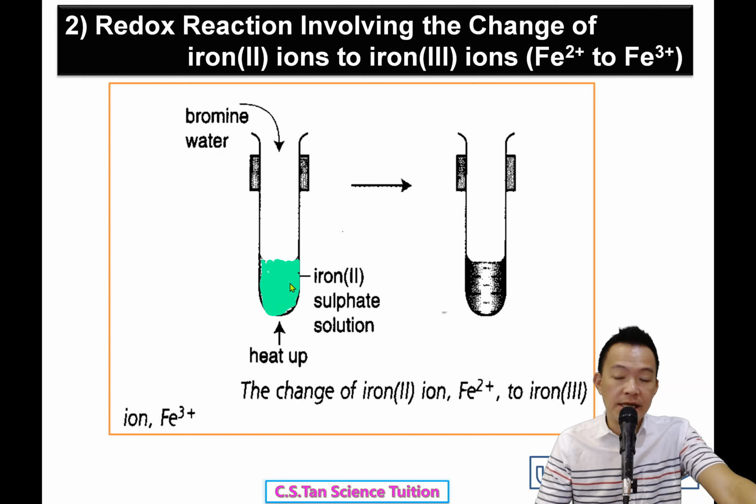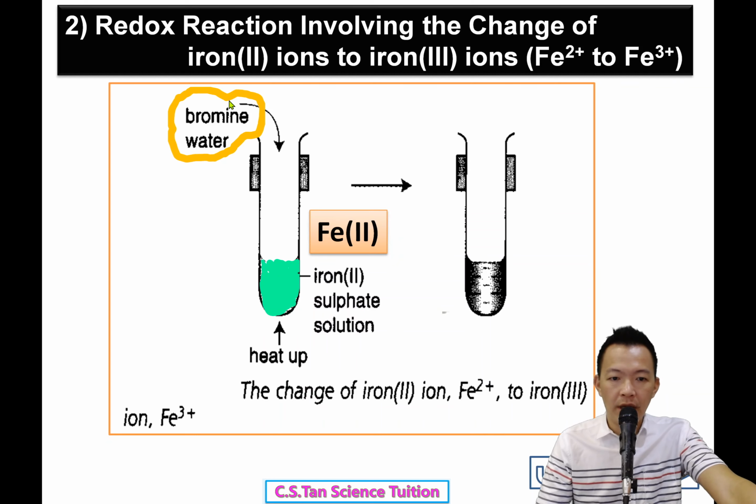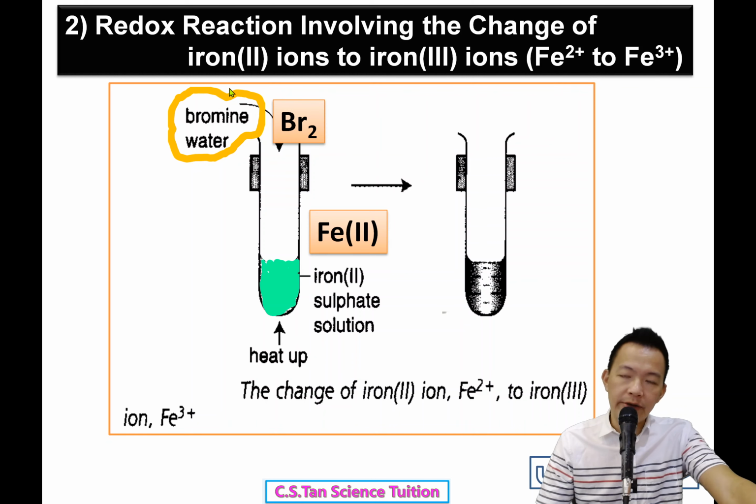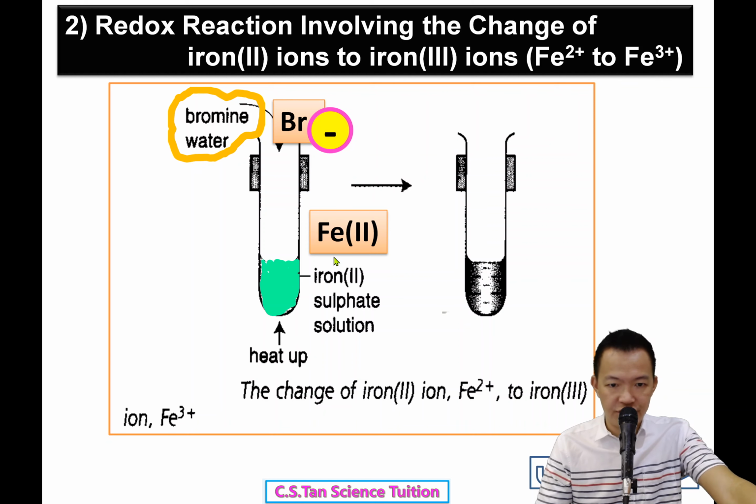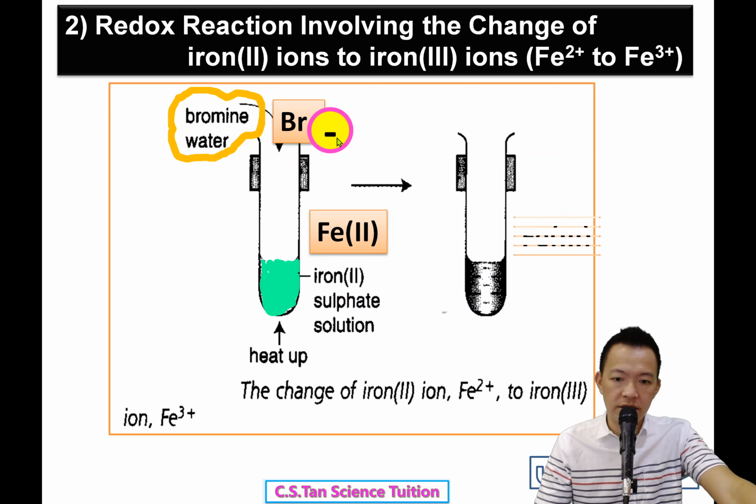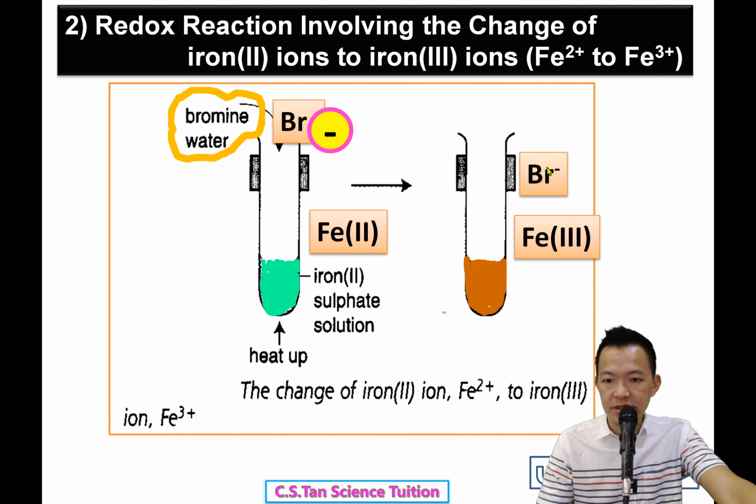Iron(II) is green color. Bromine is brown color. So when you add bromine into the iron(II), iron(II) loses electrons to become iron(III). Iron(II) loses electrons, it becomes iron(III), and iron(III) is brown color. It changes from green to brown. But bromine, brown color, finally gains the electrons to become bromide. Bromine receives electrons and becomes bromide. So brown color becomes colorless.